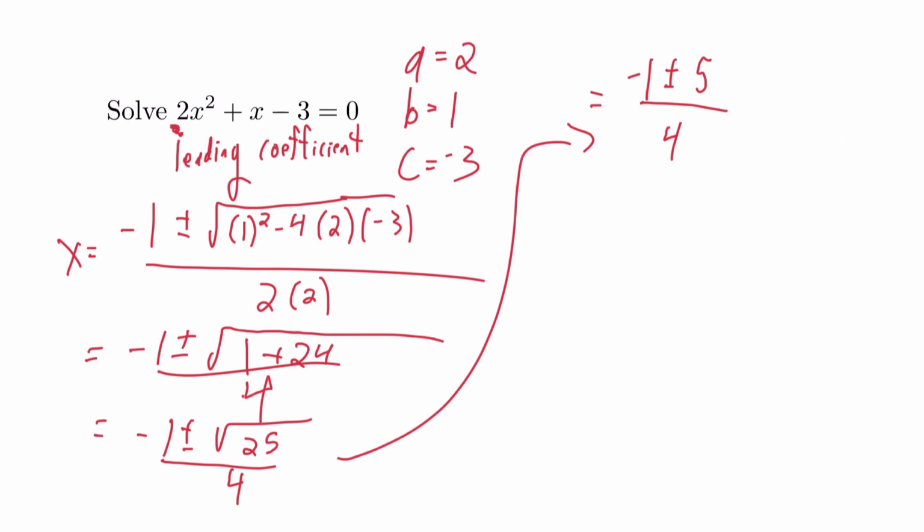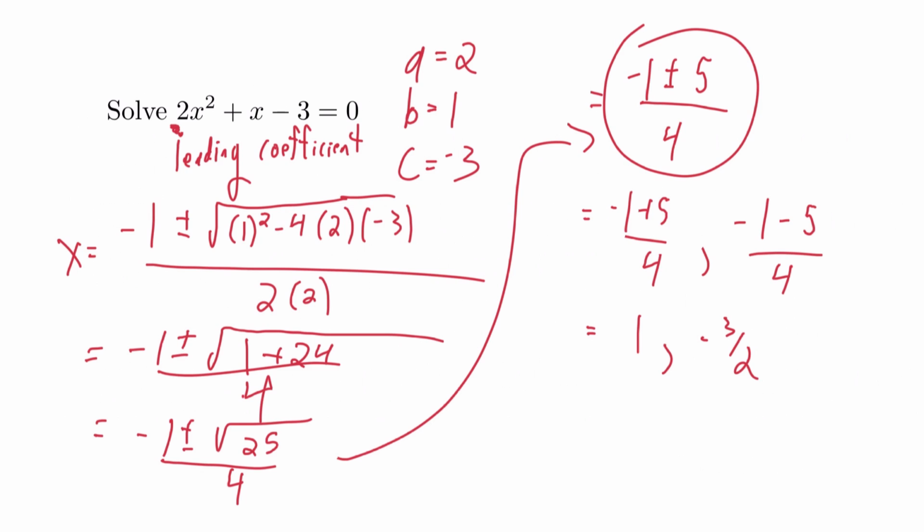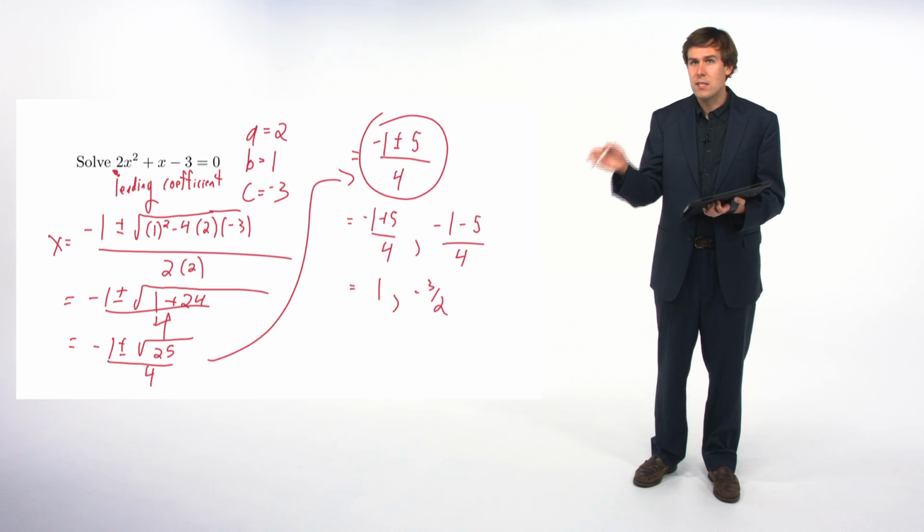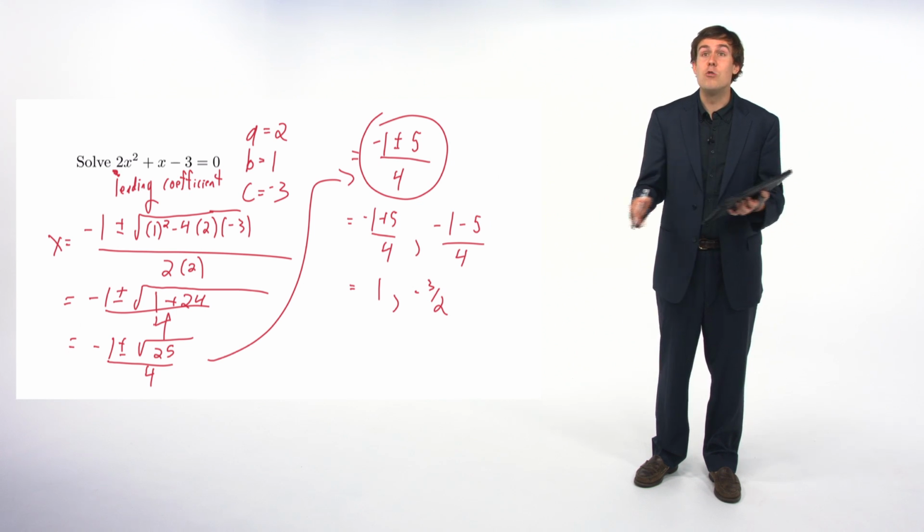Okay? So, and you could leave it like this. You could also split it up and say, well, I get minus 1 plus 5 over 4. And minus 1 minus 5 over 4. So I get 1 and then negative 3 halves. Or you can leave it like this. So again, we get two solutions in this case. And in fact, one of them is positive, one of them is negative. That's not always the case. Sometimes it does happen that they're both positive or both negative, but it is possible that you get one of each.